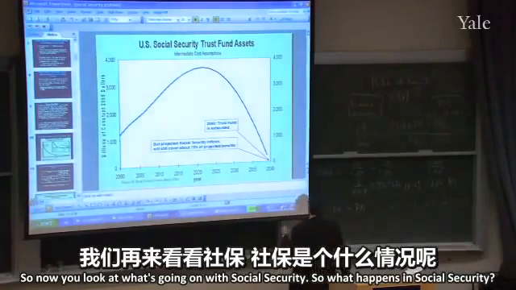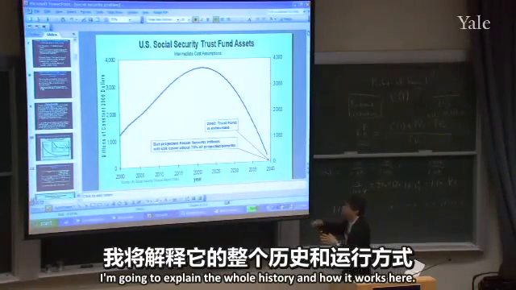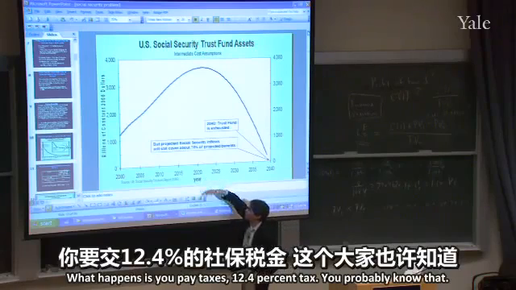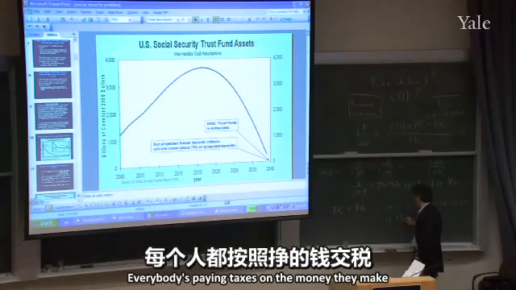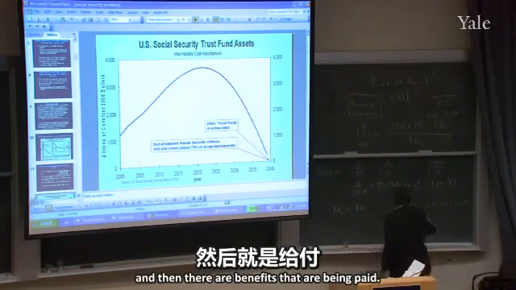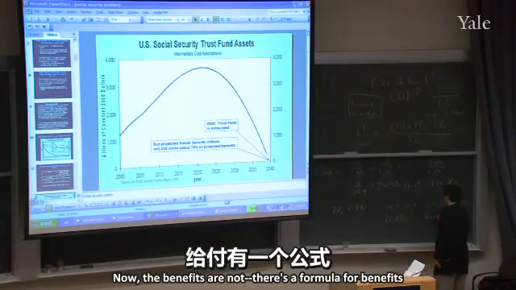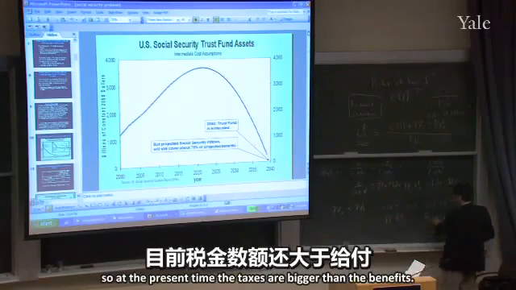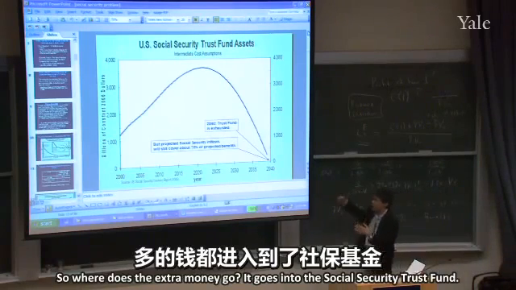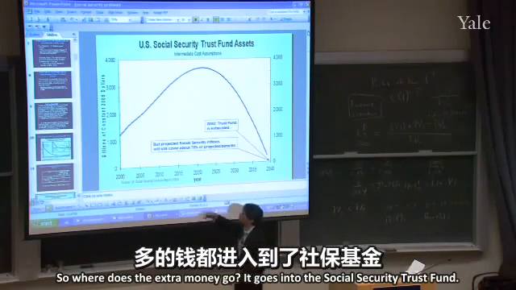So what happens in Social Security? I'm going to explain the whole history and how it works here. What happens is you pay taxes, a 12.4% tax, you probably know that. Everybody's paying taxes on the money they make, and then there are benefits being paid. Now there's a formula for benefits which doesn't have anything to do with the amount of taxes being paid. So at the present time, the taxes are bigger than the benefits. So where does the extra money go? It goes into the Social Security Trust Fund.